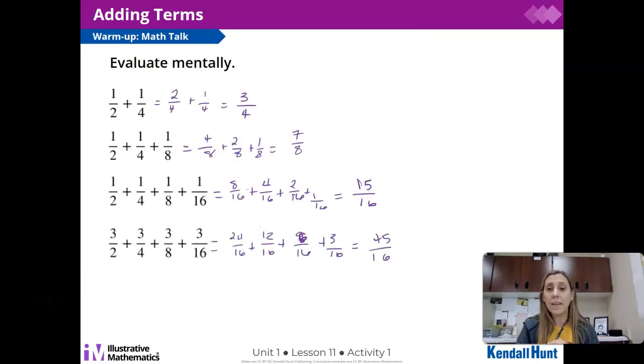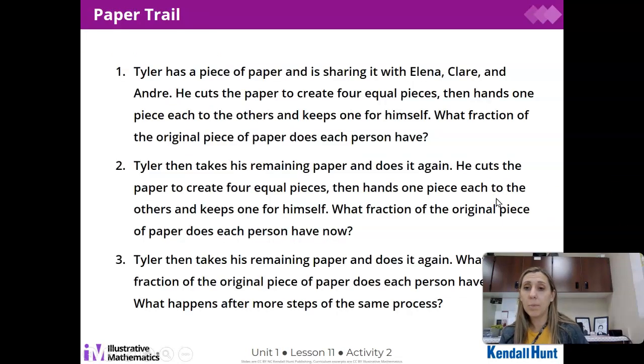Okay, so hopefully you got the same answers as me. When you're adding and subtracting fractions, you have to have common denominators. That is what I did really quick. I did all of this in my head because it says to evaluate mentally. There was a pattern that I picked up on. 1/2 plus 1/4 equaled 3/4. 1/2 plus 1/4 plus 1/8 equaled 7/8. 1/2 plus 1/4 plus 1/8 plus 1/16 equaled 15/16. But 3/2 plus 3/4 plus 3/8 plus 3/16 equaled 45/16.